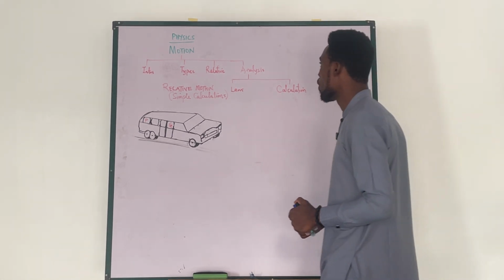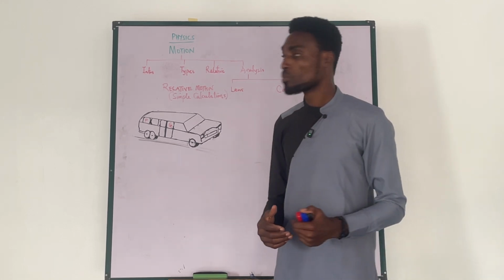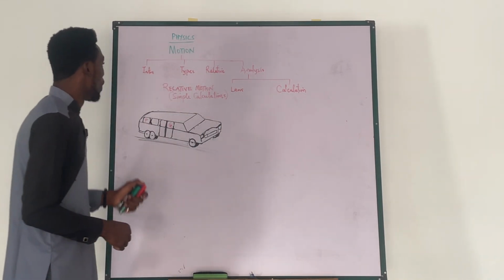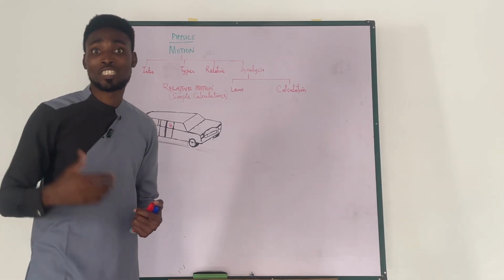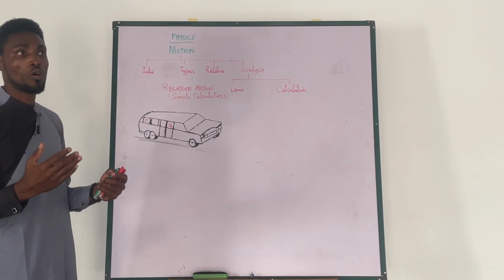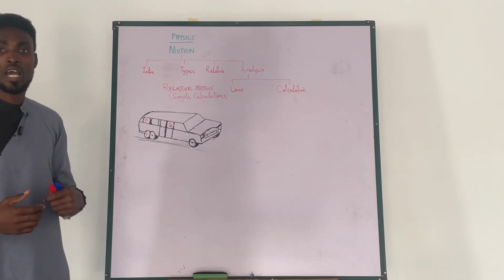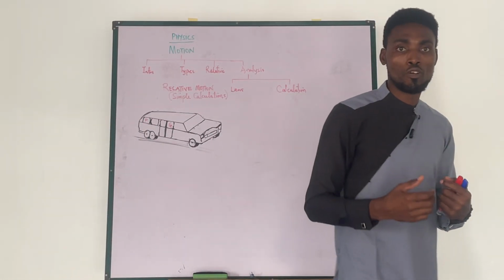But today we are going to be talking more on relative motion. I'll talk more on relative motion than I did the last time. So when we say relative motion, what are we talking about? I said that it has to do with a motion of a body in comparison with another body. So if a body moves based on the motion of another body, we say that body is undergoing what we call relative motion.